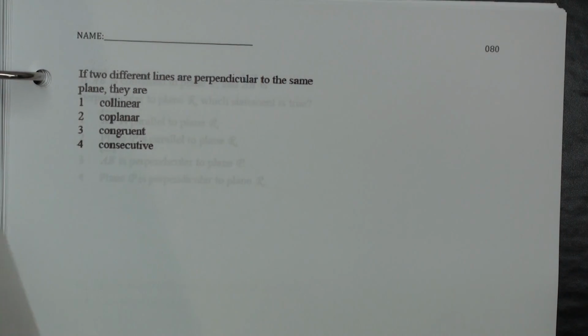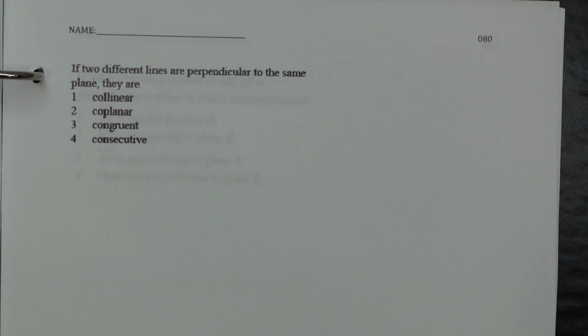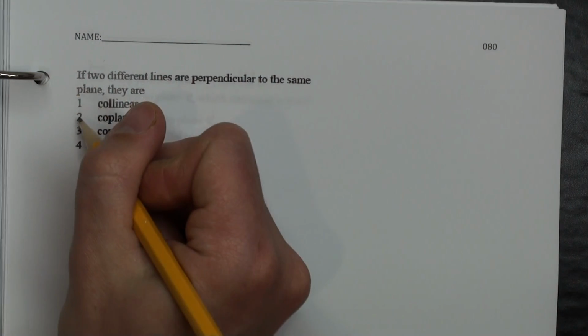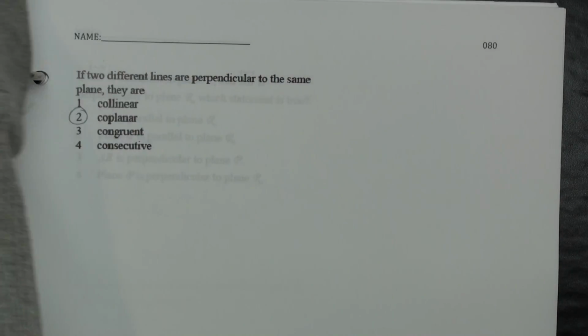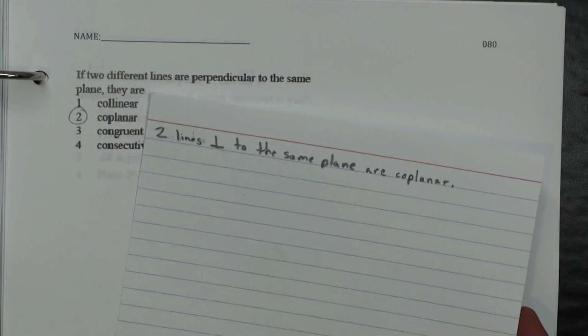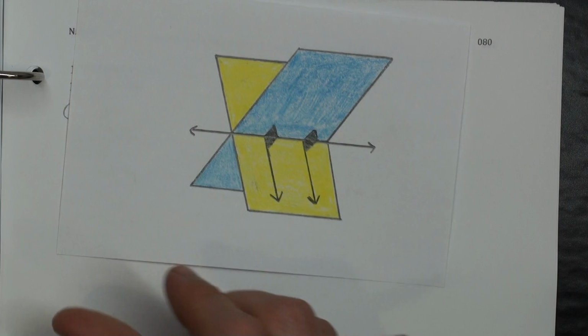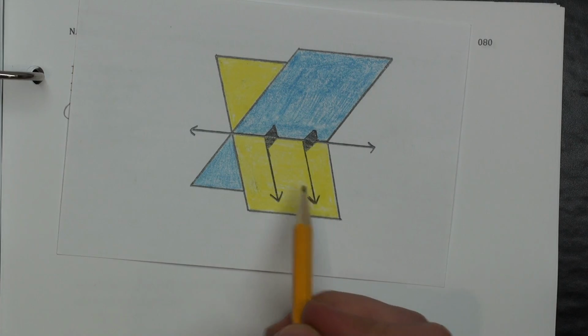Aha. If two different lines are perpendicular to the same plane, they are coplanar. Yeah, they must lie in the same plane. That's the fourth one. Two lines perpendicular to the same plane are coplanar. See these two lines? If they're perpendicular to this blue plane, that means they must lie in a plane of their own, which is the yellow plane.